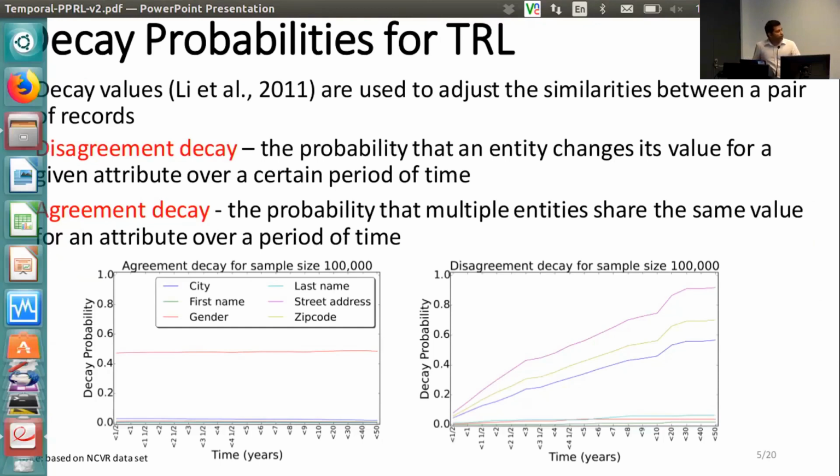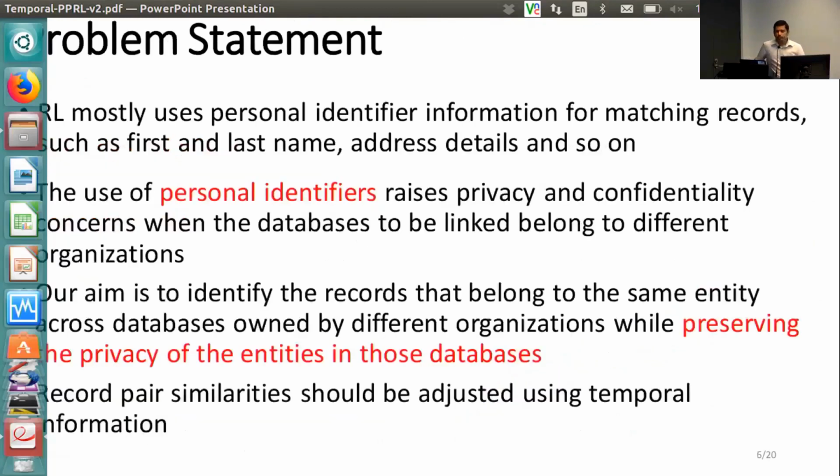So the problem that we try to address is how we can do it in a privacy-preserving way. In order to do that, we have to calculate the decay probabilities in a secure manner, because we don't want to reveal how often these changes occur to the other participants in the linkage process. And then once we calculate those probabilities, we have to incorporate them into an encoding mechanism, and these encodings can be used to calculate the similarities between the records.